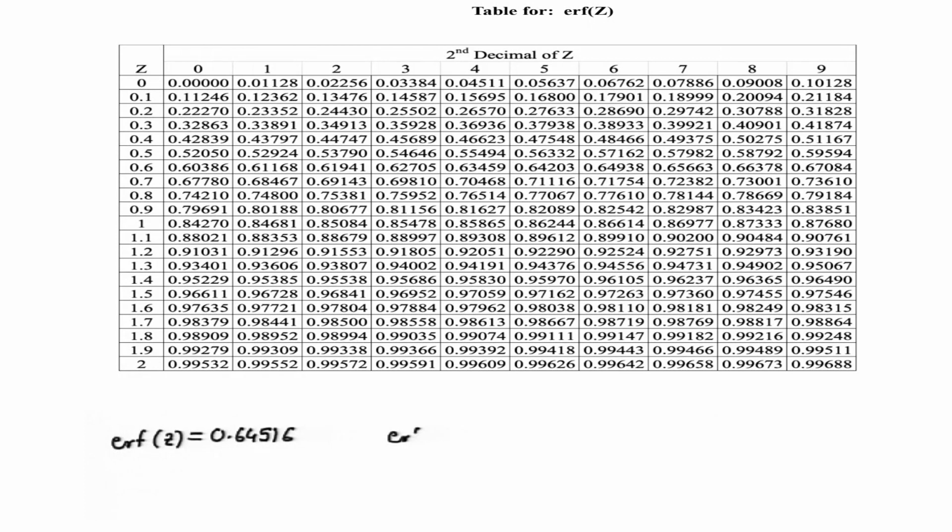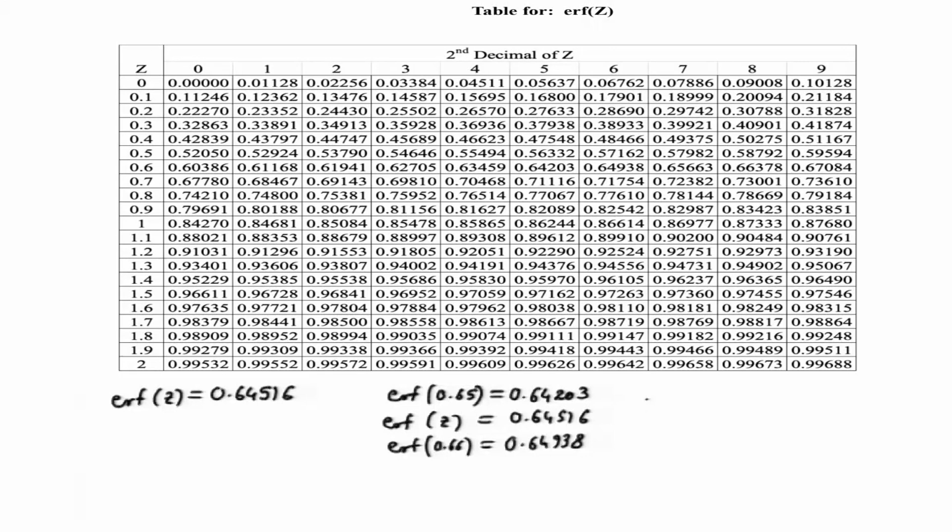So, you can see error function 0.65 is equal to 0.64203, and we need to evaluate z for which error function z is 0.64516, and error function 0.66 is equal to 0.64938. So, if we assume a linear relation, we can find the value of z here.